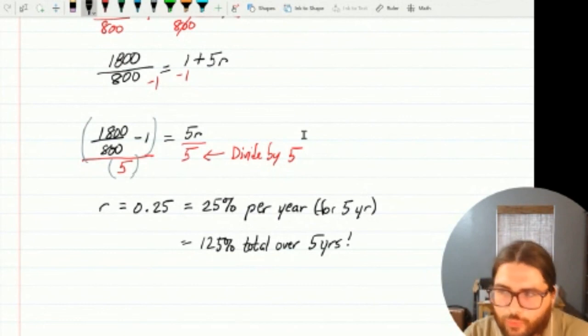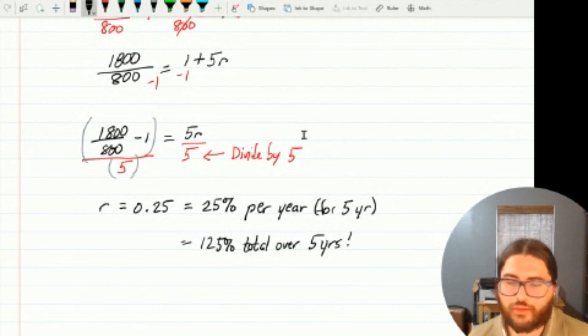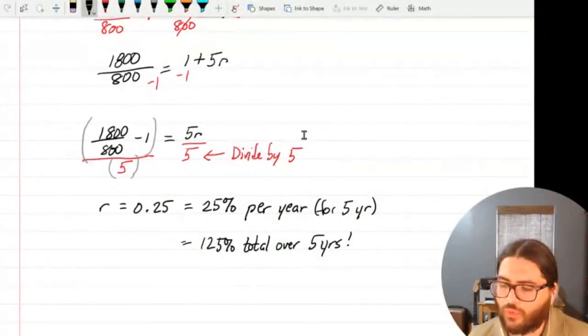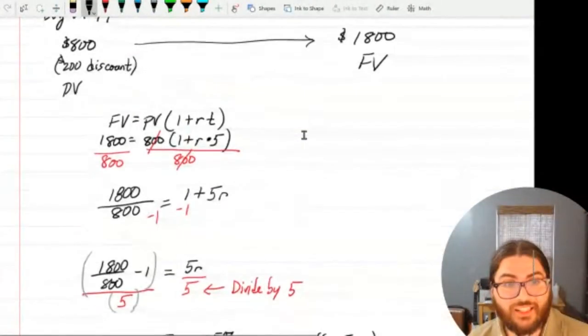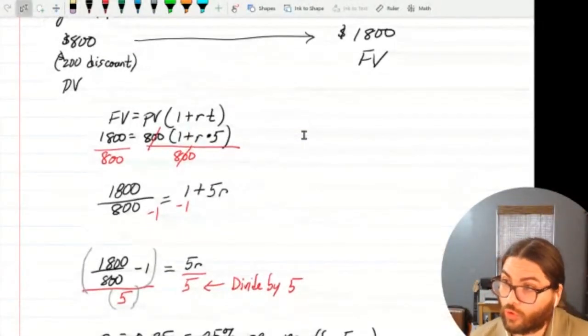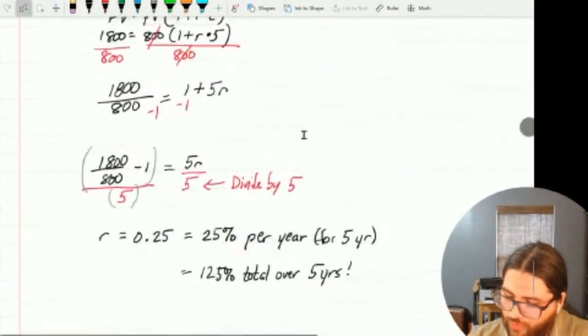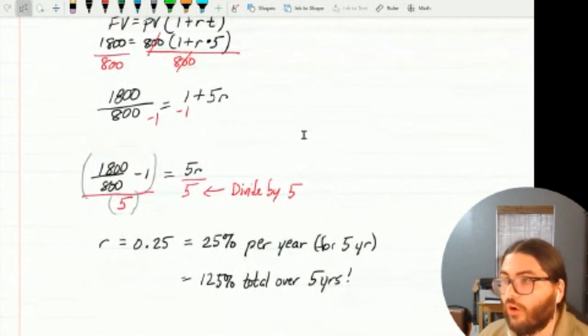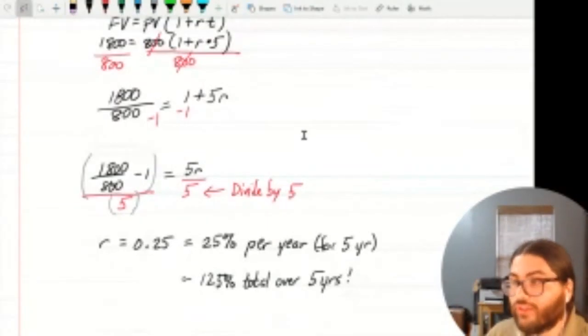Look, if this was exactly 100%, let me just round this off. If I started with 800 and I had a 100% growth over 5 years, that would mean I ended with exactly double that, 1600. Well, I didn't end up with that. I ended up with more than that. I ended up with 1800 at the end. So the total growth rate should be more than 100%. That shouldn't surprise me that I ended up with 125% total over 5 years, which when I divided by 5 broke down to 25% per year.